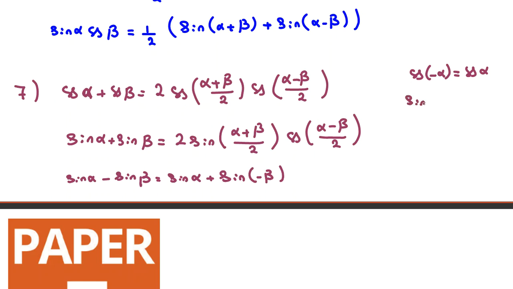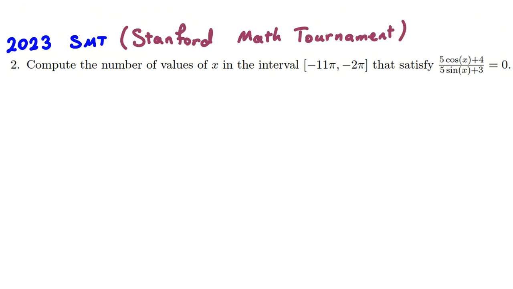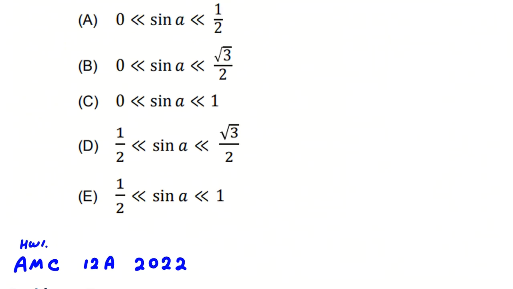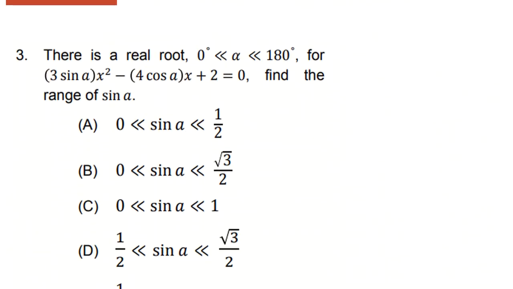Okay, because sine negative alpha is negative sine alpha. If you want to work on cosine negative of something, cosine of pi minus alpha, or 180 minus alpha, is negative cos alpha. We should memorize these 7 parts. Now let's first work on this problem from Paper F of SEAMO.